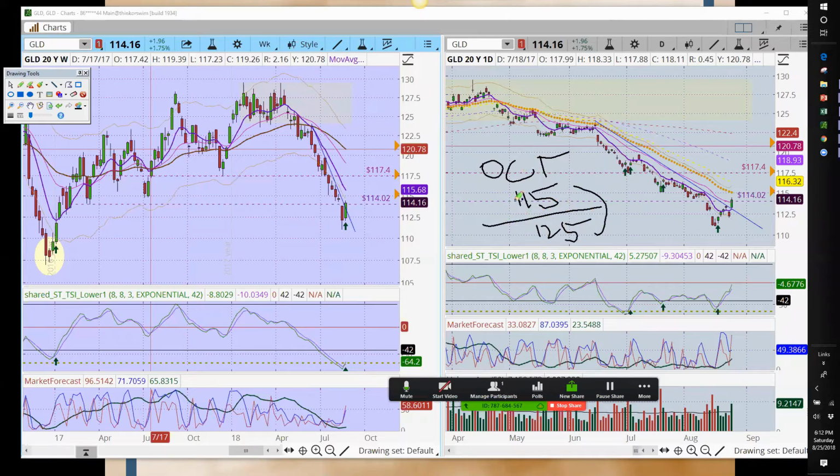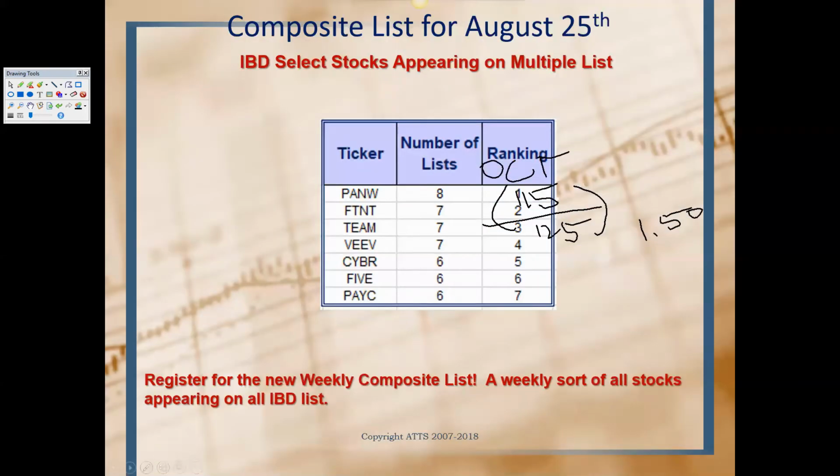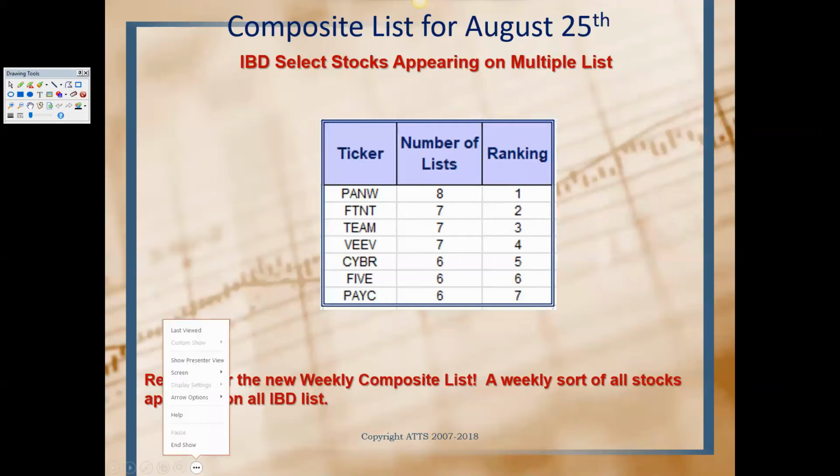You could probably buy this one here for about $1. The composite there would be about $1.50. What would that look like? Let's go over here real quick and just take a real quick peek.